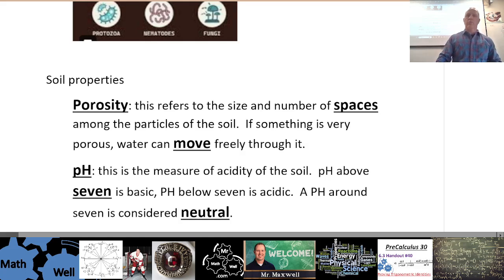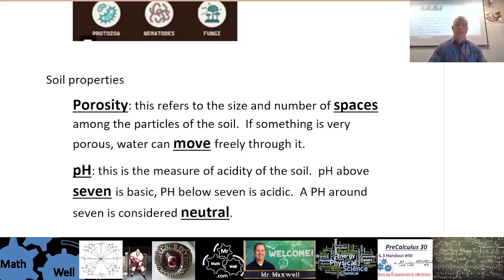Let's talk about soil properties. Okay, porosity. If something is porous, that means there are spaces or holes in it. So porosity refers to the size and number of spaces among the particles of the soil. If something's very porous, water can move freely through it. pH. As I mentioned before, this is the measure of acidity in the soil. A pH above 7 is basic. A pH below 7 is acidic. A pH around 7 is considered neutral.